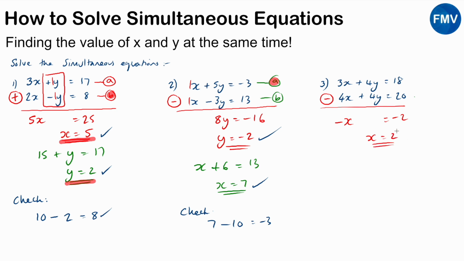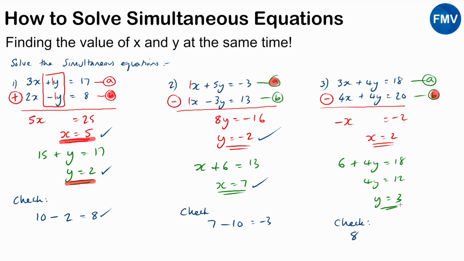Step 2, substitute that into either equation A or equation B. I'll go straight for A. So now we've got 3 times 2 is 6, plus 4y is equal to 18. Subtract 6 from both sides. 4y is equal to 12. Divide both sides by 4. Y is equal to 3. Finally, step 3, let's do our check. I used equation A, so now I'm going to use equation B. 4 times x, well, 4 times 2 is 8.